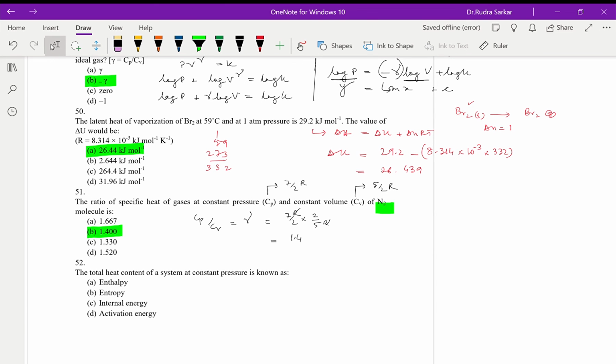The total heat content of a system at constant pressure is known as, obviously the answer over here is going to be enthalpy. Okay.